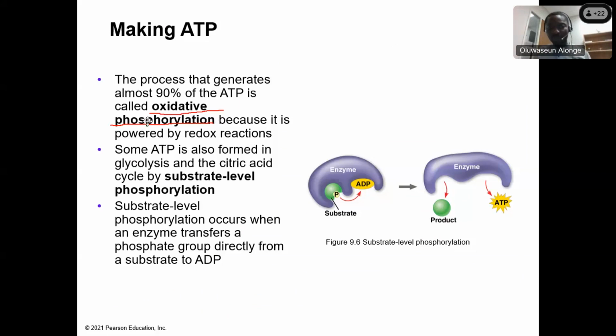All right? So some ATP is also formed in glycolysis and citric acid cycle by substrate level phosphorylation anyway. Substrate level phosphorylation occurs when an enzyme transfers a phosphate group directly from the substrate to the ADP to make it ATP. So it's more like this, straight. It happens straight here, and then ATP is produced. That is what we call substrate level phosphorylation. Again, it involves a substrate, a glucose molecule or its derivative.